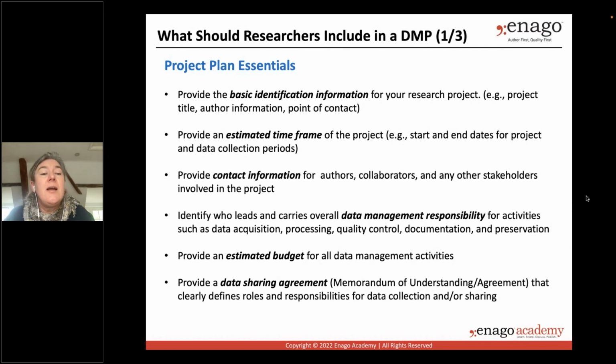It should provide information on who has the overall data management responsibility for things like the acquisition, processing, quality control, documentation, preservation. And again, that's to make it easier so that if there are any problems or any issues that start arising, they can be dealt with as soon as possible. You need the estimated budget, and often that will include things like in-kind commitments as well. And then data sharing agreements, memorandum of understanding.